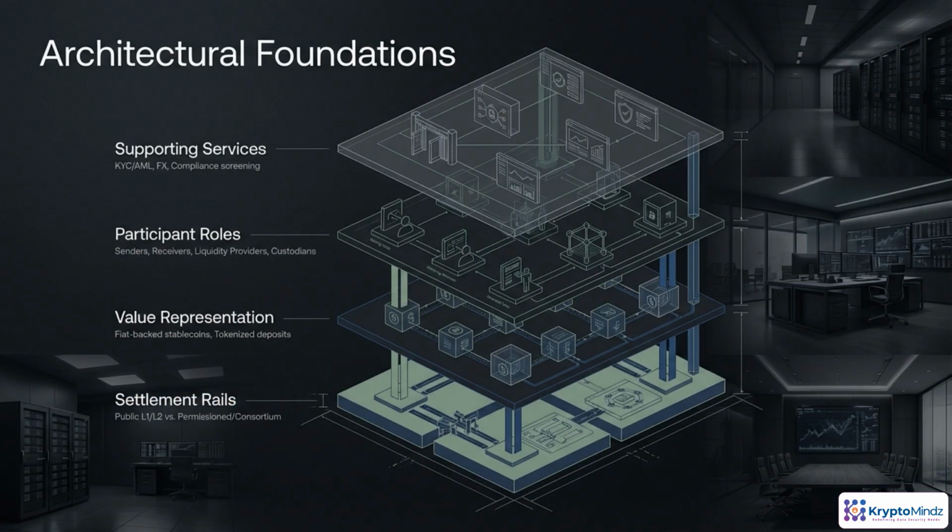You can think of any cross-border payment stack as 4 layers working together. At the bottom are the settlement rails, public blockchains or permission networks where final balances move. Above that is value representation, what actually travels on those rails like fiat-backed stablecoins or tokenized deposits. Then come participant roles, senders, receivers, liquidity providers, and custodians coordinating the transaction and funding. Finally, supporting services wrap around everything: KYC and AML checks, FX conversion, and compliance screening. We'll keep returning to this model so you can quickly place new concepts into a familiar structure.